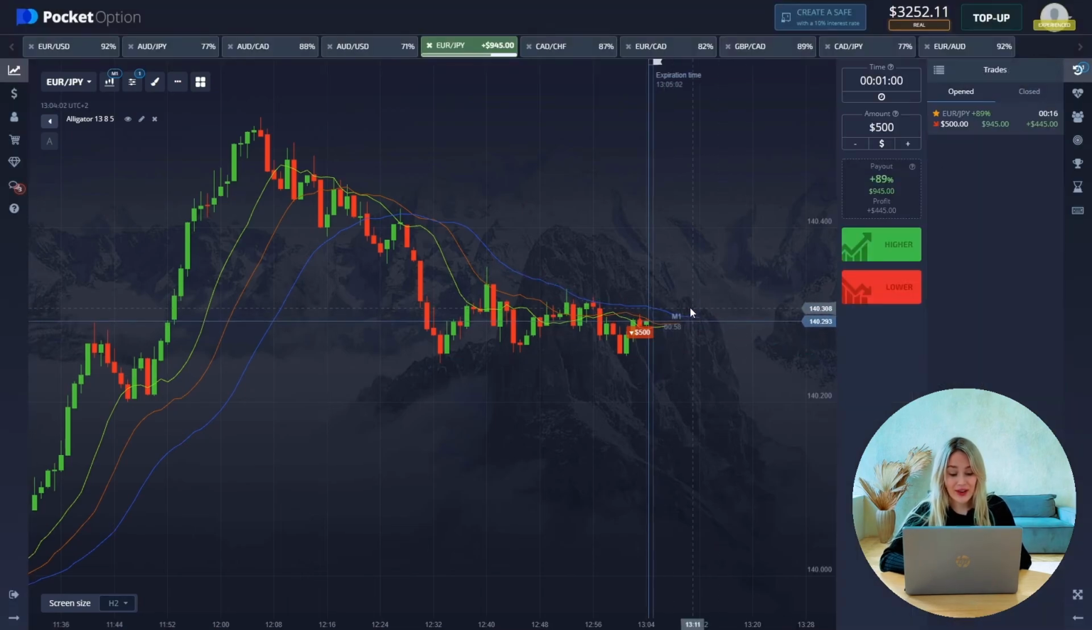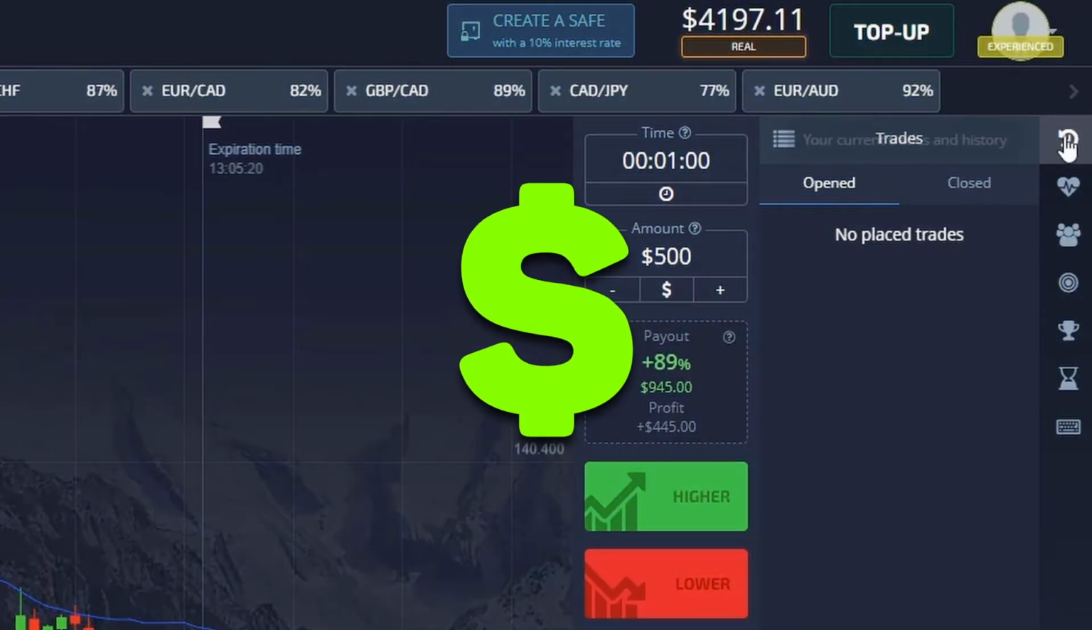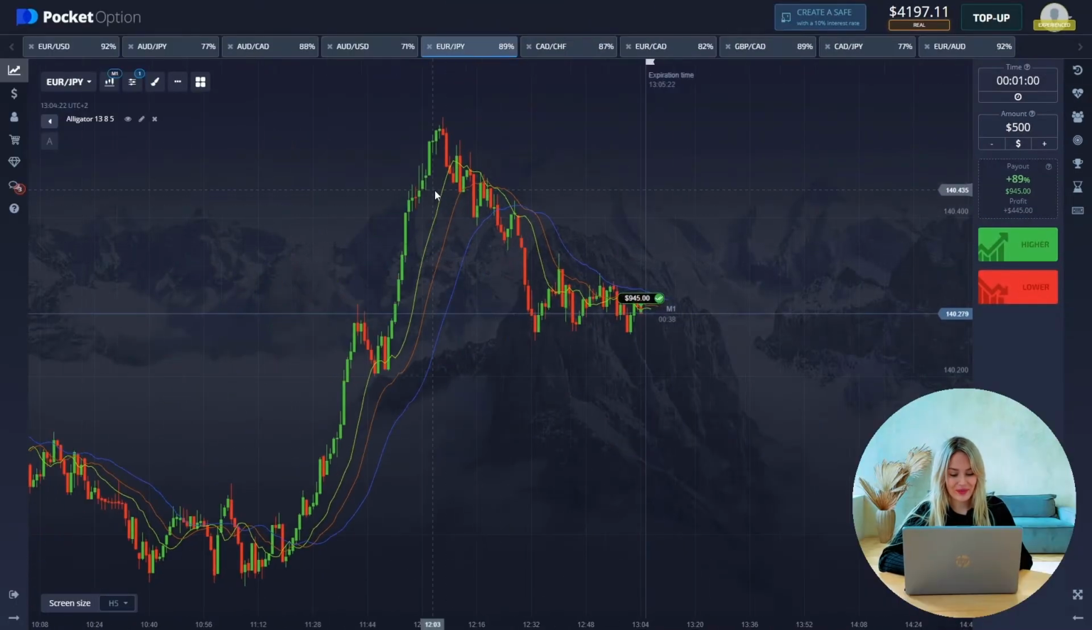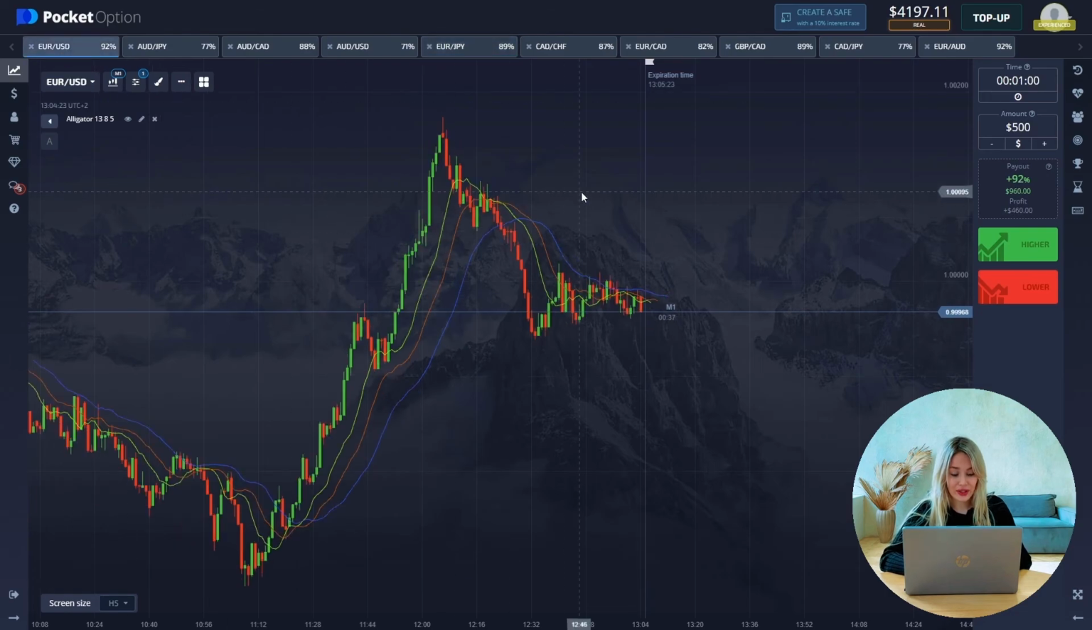There are literally 15 seconds left until the end of the trade, and in the last seconds the exit should occur and the trade will be closed in profit. Yes, friends, the last trade is closed in profit. The balance is $4,197. An excellent result, considering that we started with $1,500.